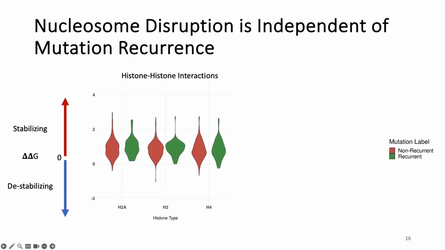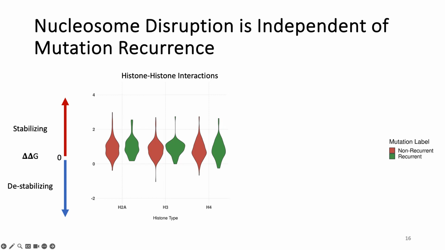Now, one of the first things we want to do is compare how both recurrent and non-recurrent mutations might differ in terms of their ability to disrupt nucleosomal histone-histone interactions. Here, we can see the distribution of delta delta G values for recurrent and non-recurrent mutations. Non-recurrent mutations are in red, and recurrent mutations in green, and we've done this per histone type. Any delta delta G value above 0 generally refers to predictions where the mutation is destabilizing a histone-histone interaction.